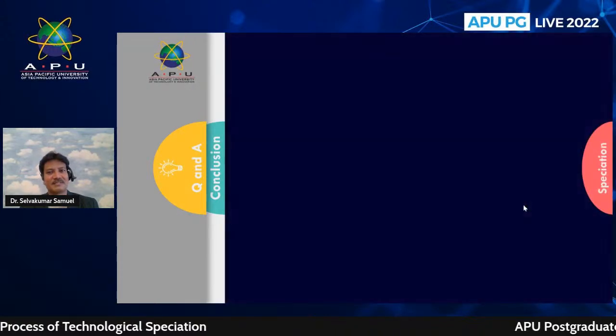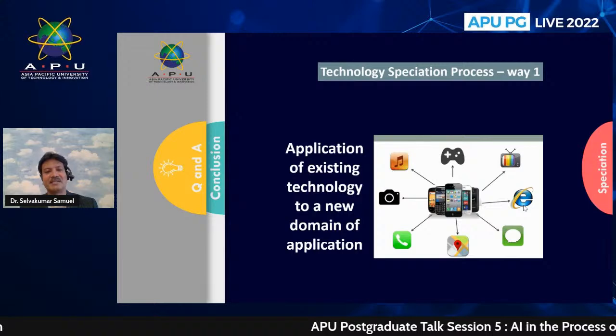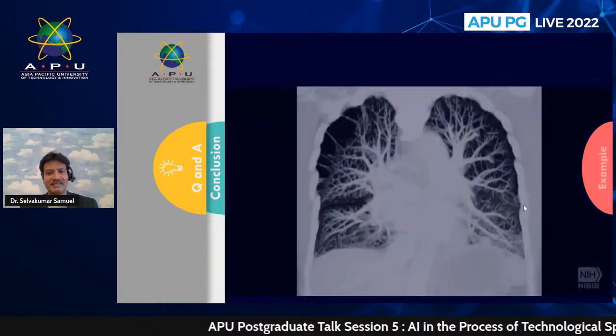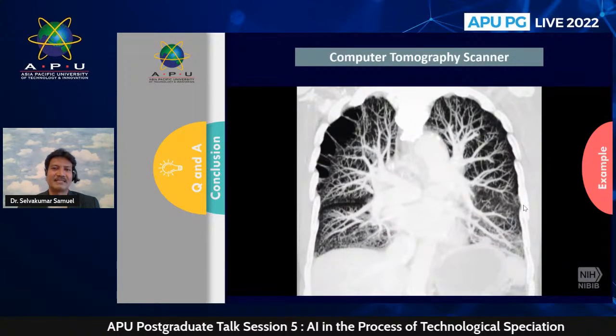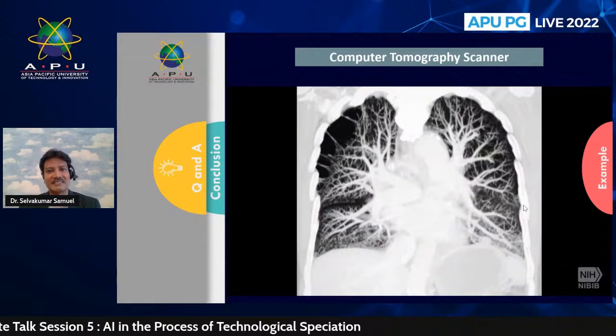Let's see some examples. For the first way, I mean application of existing technology to a new domain of application. First example I would like to give, computer tomography scanner, CT scan.